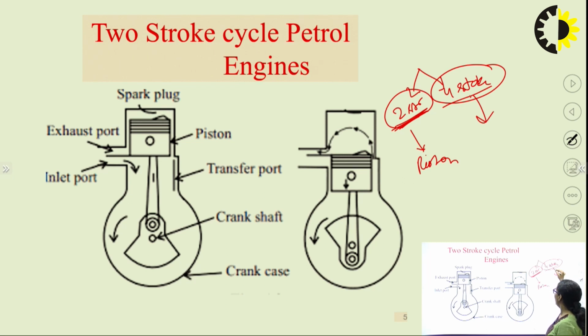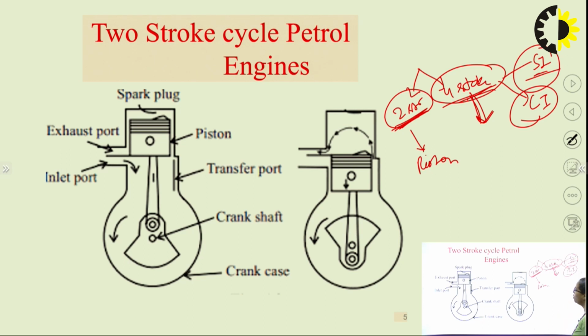As I have already discussed, there are two types of four-stroke engine, one is SI and the other CI. The four-stroke SI engine I discussed in the last lecture, and in this lecture I have discussed the four-stroke CI engine. So I have completed these two topics. Now come to the two-stroke engine. Again we have to study the two-stroke SI engine and the two-stroke CI engine.